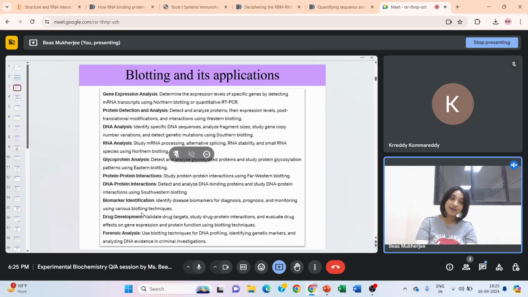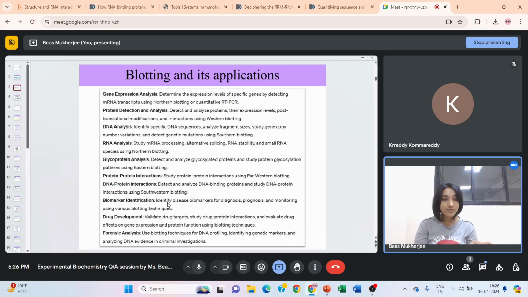Again, biomarker identification. So identification of a specific disease, prognosis, diagnosis, monitoring using blotting techniques. Then there is drug development. Here drug-protein interactions and drug effects on gene expression, all of these you can study using blotting techniques.